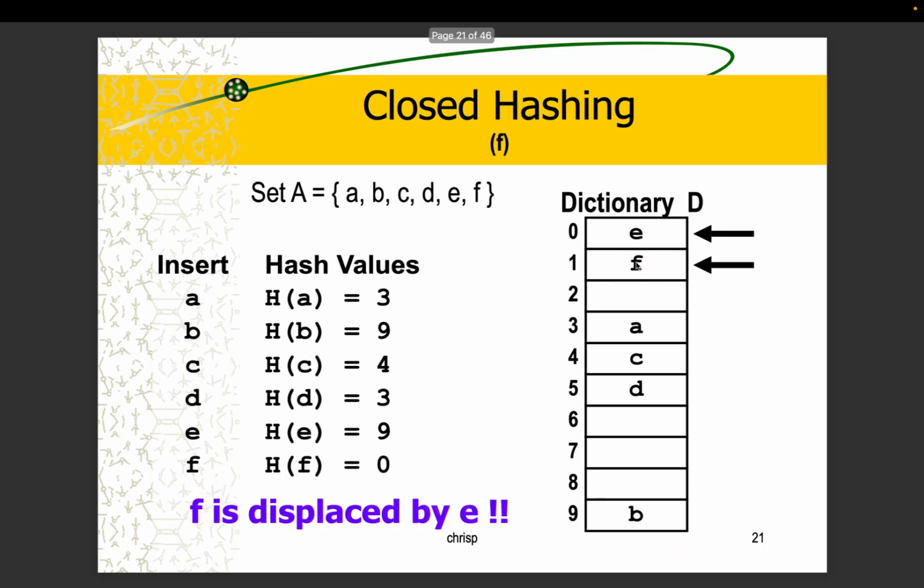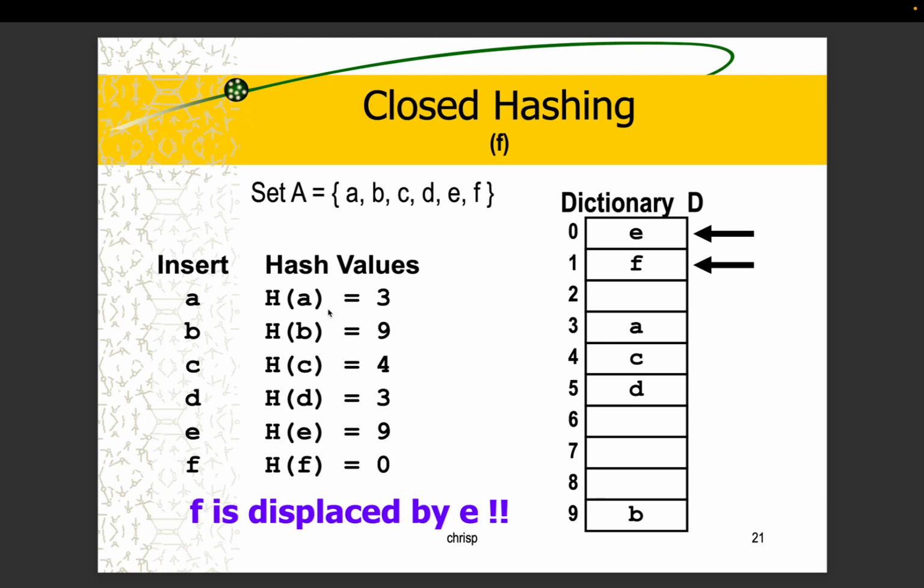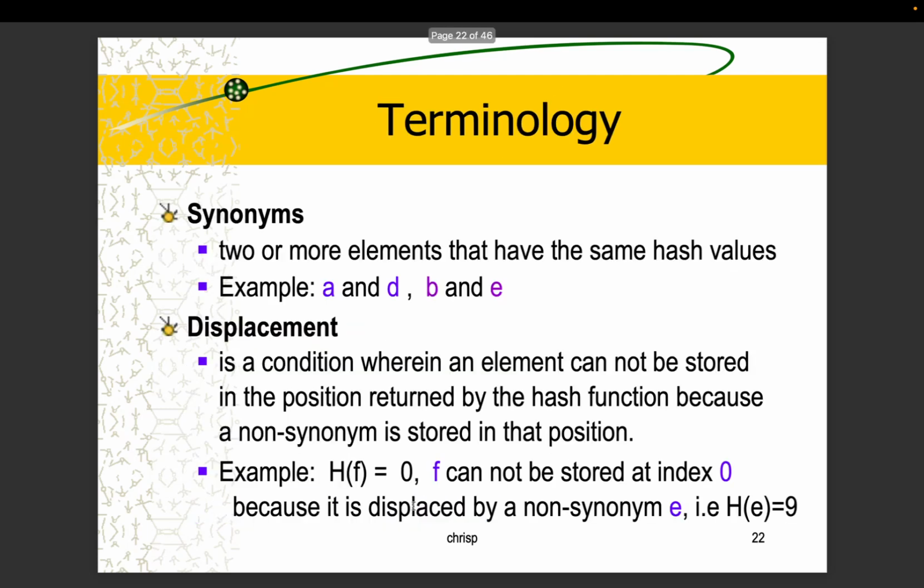1 was available, so dito siya ni pwesto sa index 1. Now, there is a new term here, displaced. So, we will define that in the next slide. When two or more elements have the same hash value, we call them synonyms. In this specific scenario, our synonyms are A and D, as well as B and E, because they had the same hash values. So, unsa din si displacement?